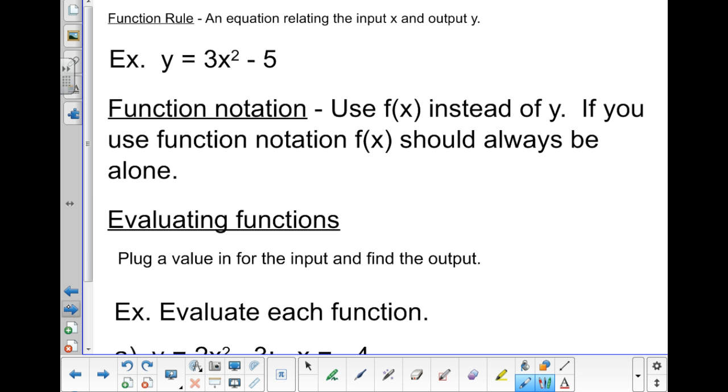Okay, the last idea is what we have when we have functions that are equations. We call them function rules. And all a function rule is, it's an equation that relates your inputs x and your outputs y. This is an example. y equals 3x squared minus 5 is a function rule, but it's just an equation that relates x and y. Now there is an idea of something called function notation, and we call this f of x.